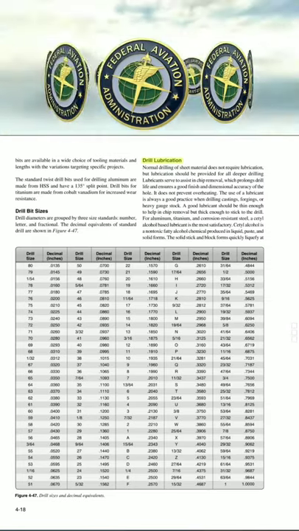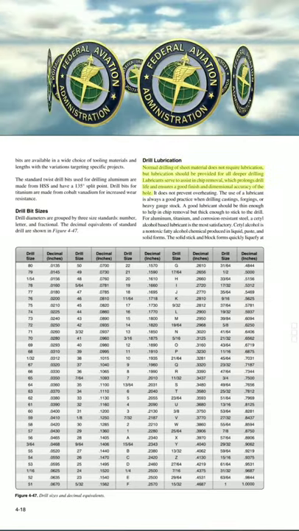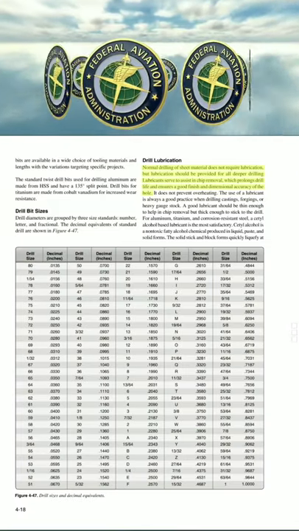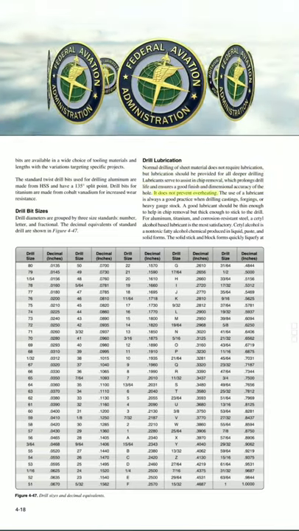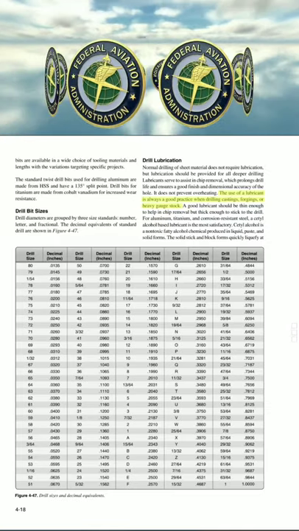Drill lubrication. Normal drilling of sheet material does not require lubrication, but lubrication should be provided for all deeper drilling. Lubricants serve to assist in chip removal, which prolongs drill life and ensures a good finish and dimensional accuracy of the hole. It does not prevent overheating. The use of a lubricant is always a good practice when drilling castings, forgings, or heavy gauge stock.